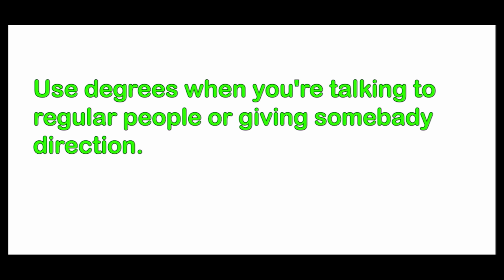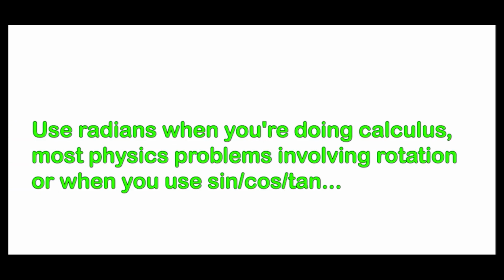Today I wanna talk about degrees and radians. What they actually are, why we even have both systems, and when you should use each one. Use degrees when you're talking to regular people or giving somebody directions. Use radians when you're doing calculus, most physics problems involving rotation, or when you use sine, cosine, tangent, and so on. So the angle can be measured in degrees or radians.